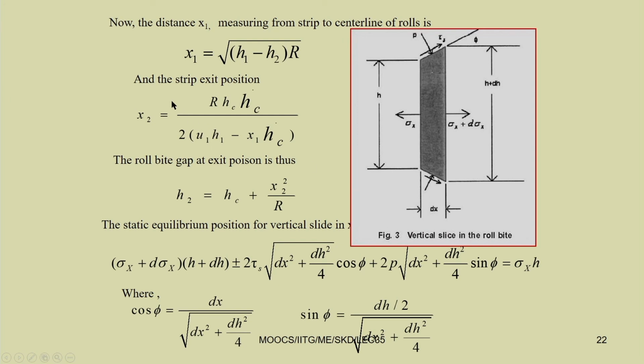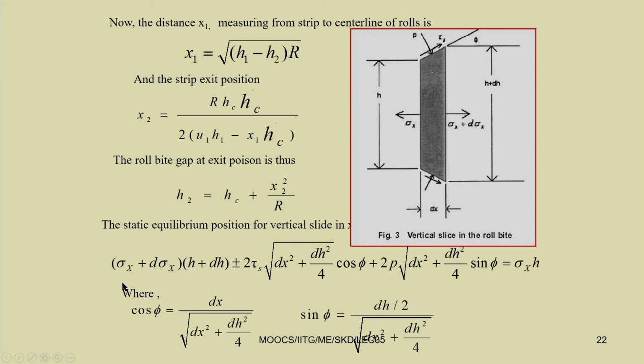The exit can be written as r h c into h c by 2 into u1 h 1 minus x 1 into h c. So, the roll bite gap at exit position is thus h 2 equal to h c plus x 2 square by r, where h c is the initial gap. The static equilibrium position for the vertical side can be obtained from this expression.